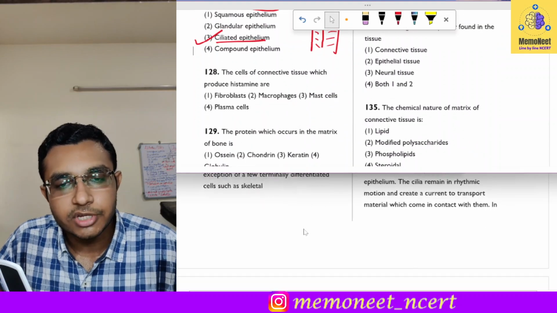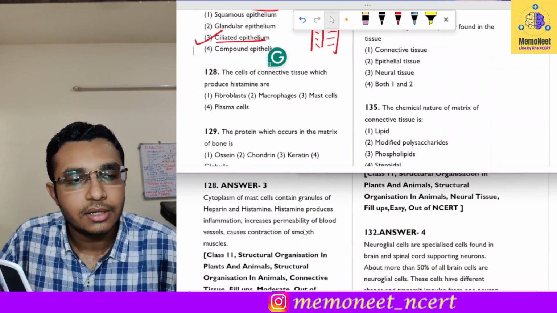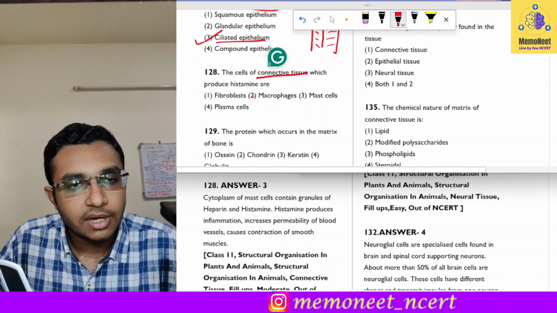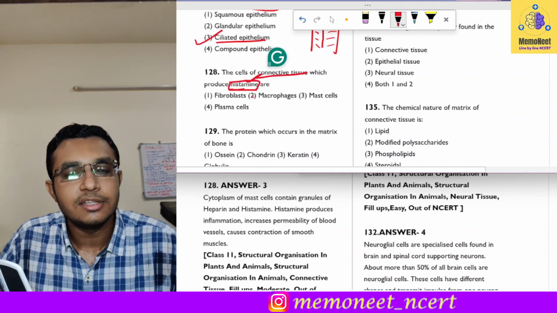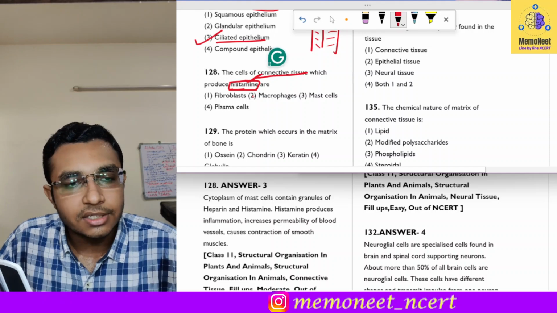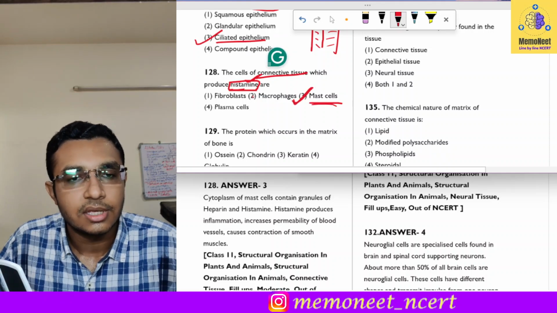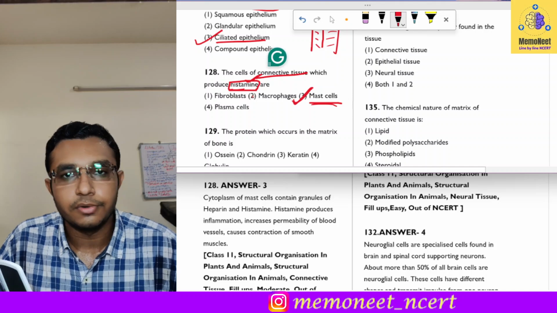The next question is question number 128. It states that the cells of connective tissue which produce histamine are, okay, so histamine is produced by which type of cells? It is produced by the mast cells. Okay, the function of mast cell is to produce histamine.